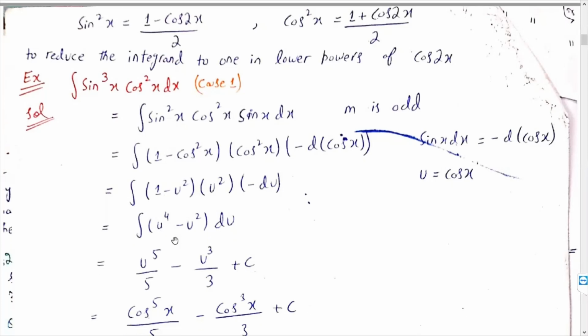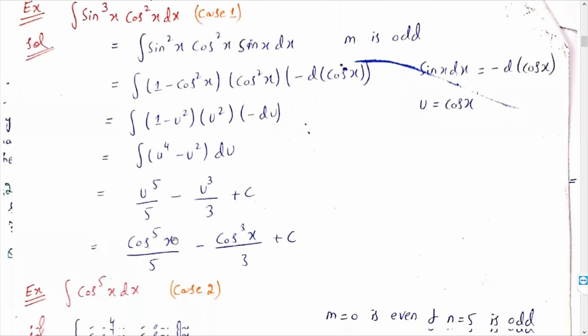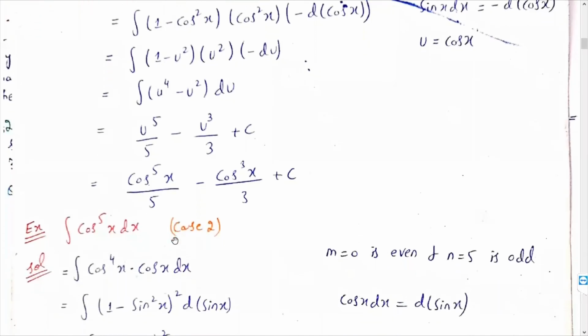We can solve this u4 and u square very easily. The integral of u4 is u5 by 5. Integral of u square is u cube by 3 plus some constant of integration. Now doing back substitution, u is cos, so cos raised to the power 5x by 5 minus cos cube x by 3 plus C.